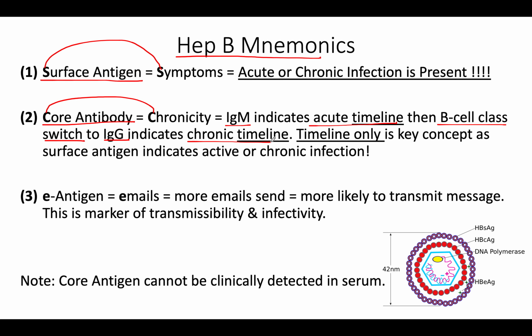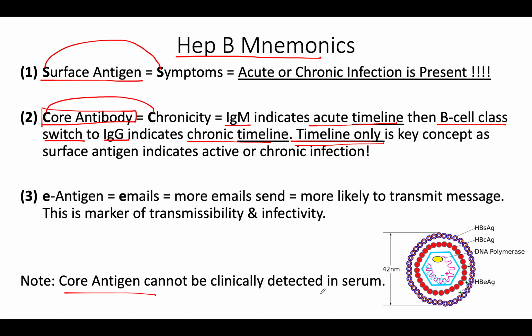And I really want you to get this ingrained in you. The core antibody is chronicity only. It's timeline only. It tells you the timeline, chronicity. The surface antigen tells you if there's an acute or chronic infection. Surface antigen, infection; core antibody, chronicity. Okay, that is such a key concept. And you're probably wondering why the core antibody and not the antigen. The core antigen actually cannot be clinically detected in the serum. That's why it's the core antibody, okay?